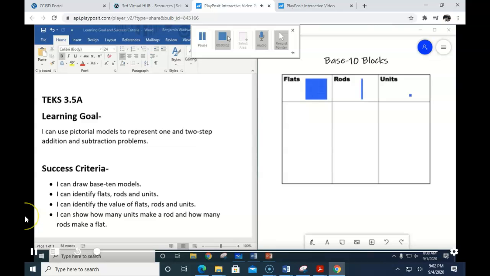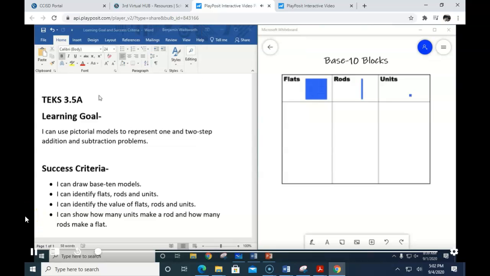Hello, everyone. Today we're going to be working on a TEAC 3.5a. This one basically focuses on using pictorial models, number lines, and equations to solve one- and two-step addition and subtraction problems. So for our learning goal, we're going to use pictorial models to represent one- and two-step addition and subtraction problems. Okay? And we're going to be focusing on the base 10 block pictorial models, okay?